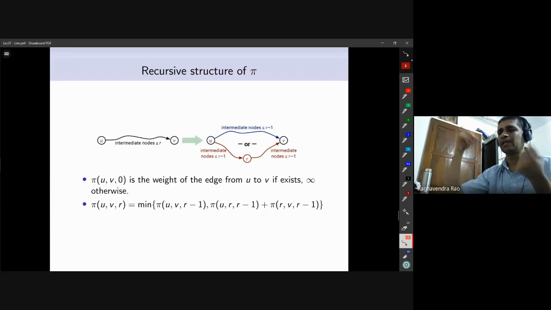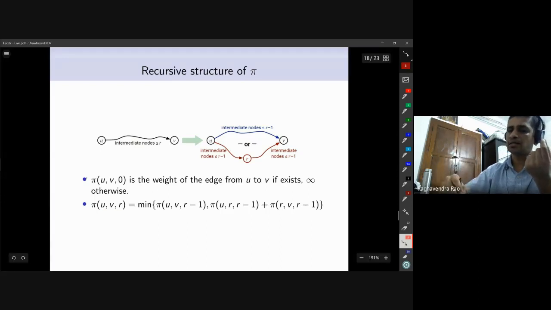So this basically gives us the recursive formulation. That is, pi uvr is the minimum of pi uv r minus 1, that is this case, or this case, which is basically pi of u to r with r minus 1 plus pi of r to v with r minus 1.